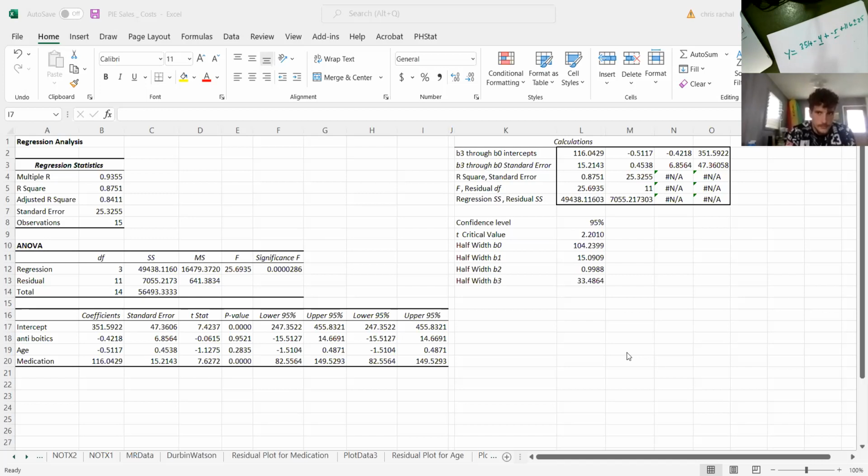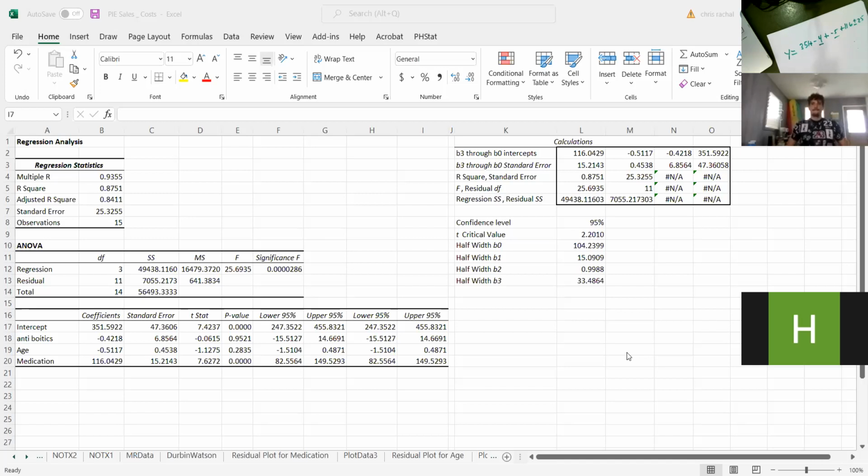Okay. So this is written out exactly how it shows there. So B0 is 351, B1 is 0.04, B2 is 0.5, B6 is 116, right? And our standard error is plus or minus 25. So far, so good? That's what our data is telling us.